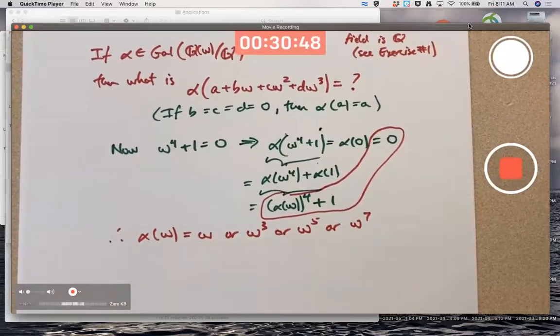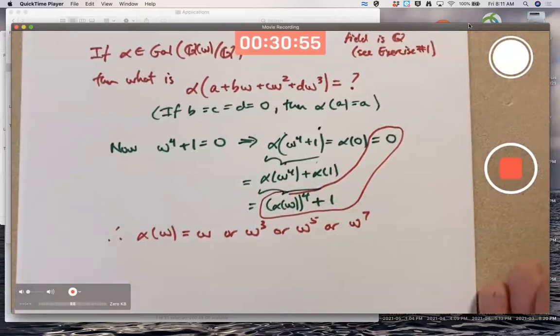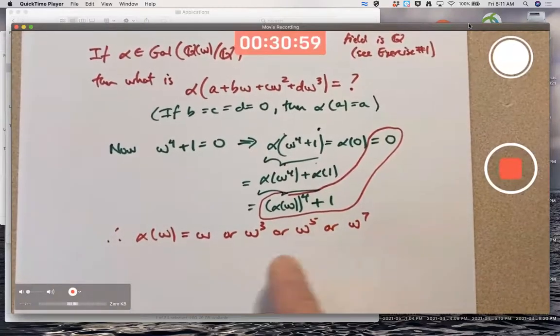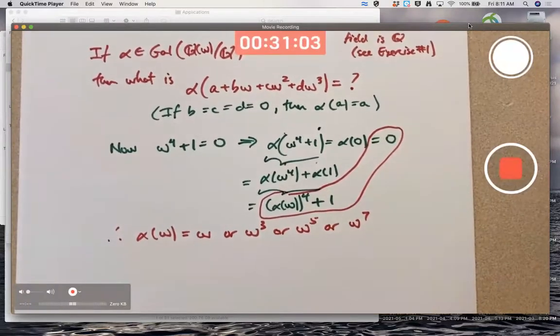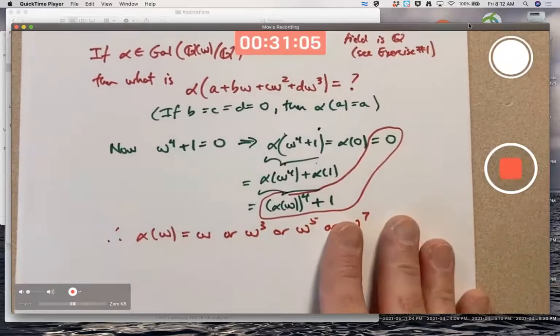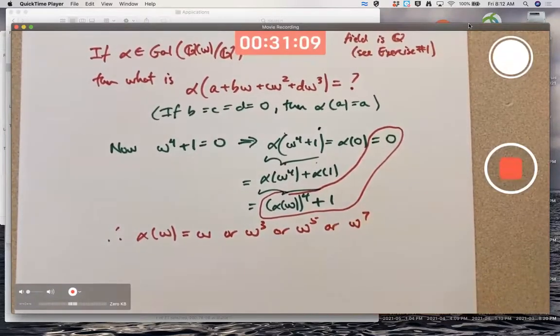By the same argument, alpha of omega cubed must be either omega or omega cubed or omega to the fifth or omega to the seventh. Alpha of omega to the fifth must be either omega or omega cubed or omega to the fifth or omega to the seventh. And alpha of omega to the seventh must be one of the 4 possibilities as well. But do I have complete freedom in deciding what they would be? No.